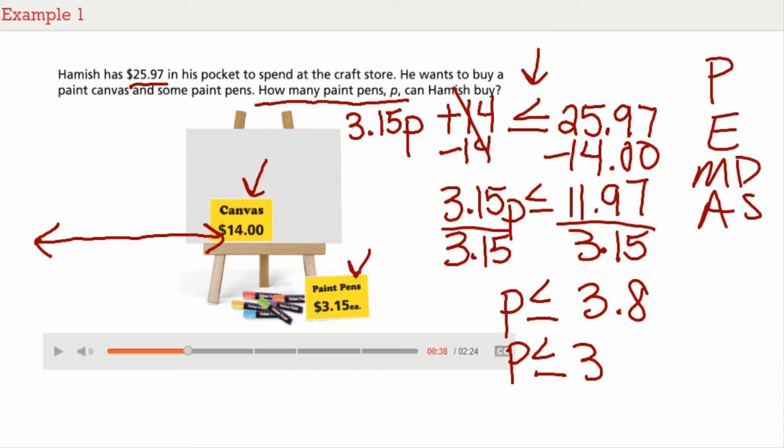But that is not it. Because since we only can purchase whole paint pens, we have to make sure we only put closed circles on the amount of paint pens we can purchase, which is 3 or less. So I'm going to put a closed circle on 3, closed circle on 2, closed circle on 1. This means we can only buy 3 paint pens, 2 paint pens, or 1 paint pen. This is our final answer.